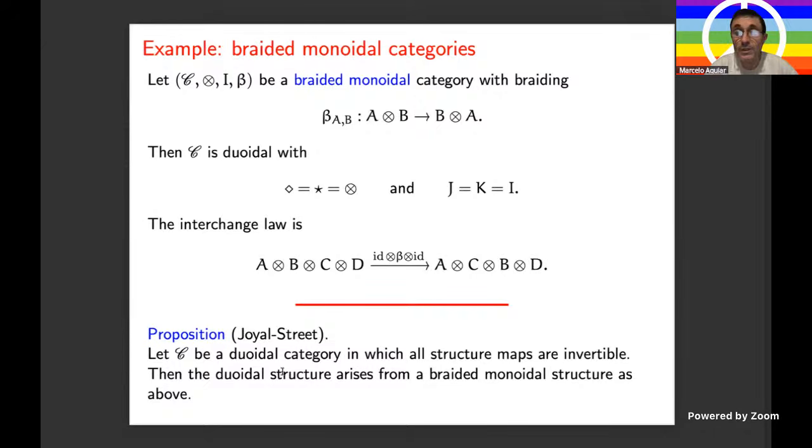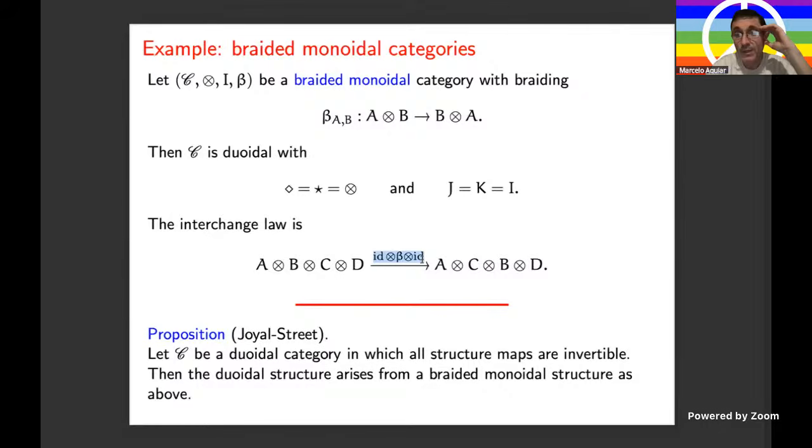But notice importantly that for the answer to be yes, you need to know, in addition, that all the structure maps of your duoidal category are invertible. If not, the converse doesn't hold. So in fact, we have an example of a duoidal category in which the two monoidal structures coincide, but the interchange law is not constructed in this manner from a braiding or even from a lax braiding. Okay, the interchange law is more complicated.